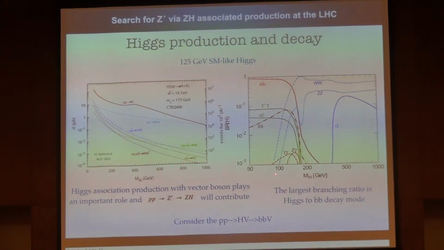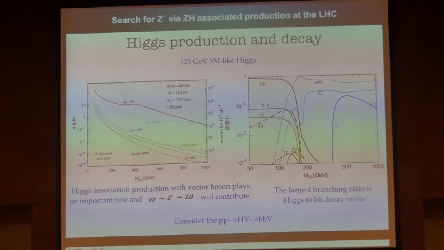And for the 125 GeV standard model like Higgs, the b b bar will be the largest branching ratio. So in the following, we will consider pp to Higgs with vector Z, and with Higgs decaying to b b bar.